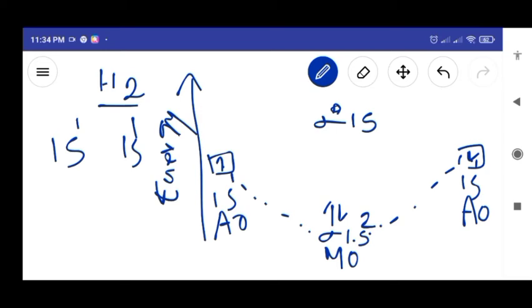What about antibonding? Is there any electron left? No, so there is no electron in the antibonding orbital. Like this we have to draw the molecular energy diagram. This was a simple molecule, and we'll move to another molecule called N2, nitrogen.